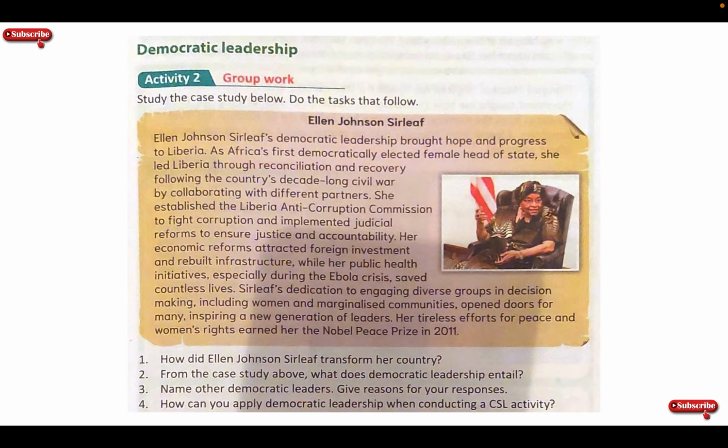3, vote on plans. If the group can't agree, have a vote to see what most people want. 4, be honest. Explain why certain decisions were made so the whole team understands.